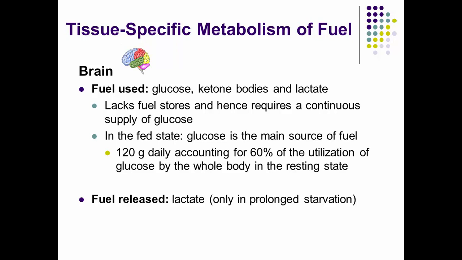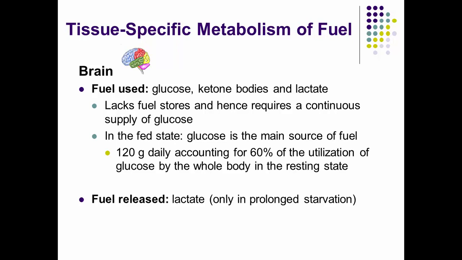The metabolic fuel that the brain can utilize for energy, of course, the most important is glucose, right, for the brain. And the brain can also utilize ketone bodies and lactate. Because the brain lacks energy fuel storage, right? The brain usually doesn't store any energy fuel as glycogen or triglyceride. So it requires a continuous supply of glucose or ketone bodies.